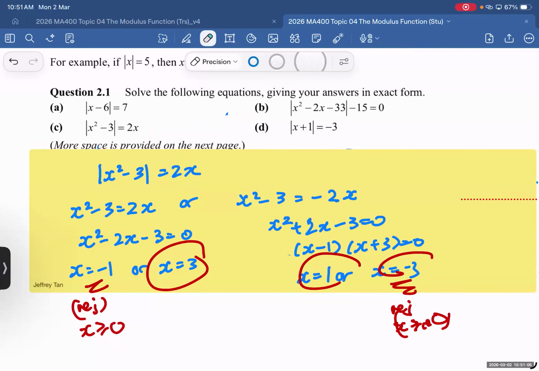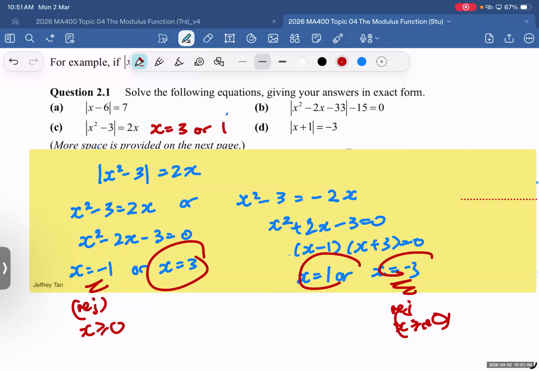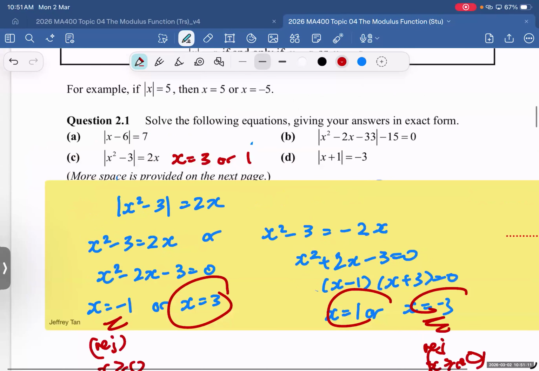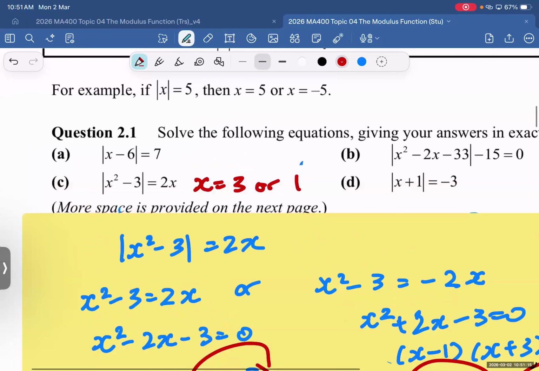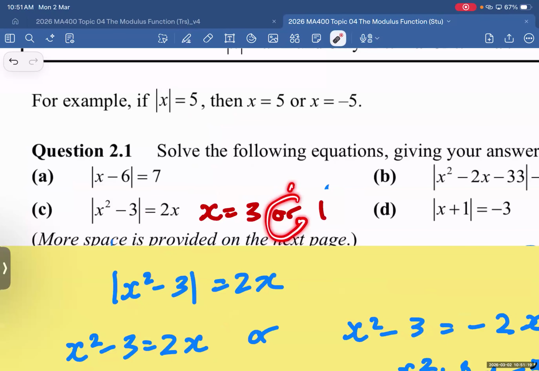Okay, so x equals 3 or 1. Now I want to say, when you have two answers, do not put a comma, put "or", because a comma means "and". Clear so far? When you have two answers, do not put "and", do not put a comma. It's an "or". Clear so far?